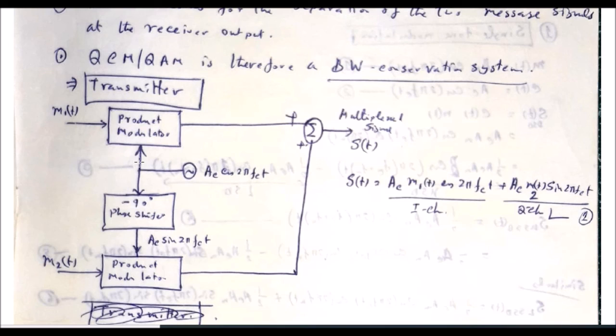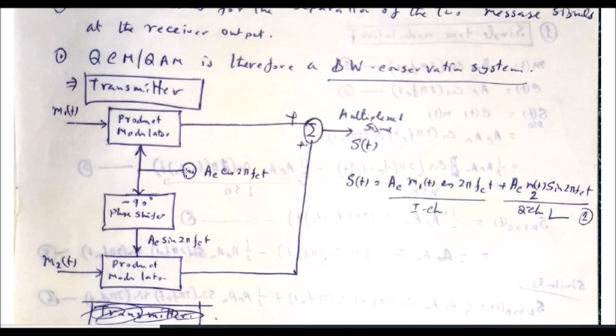So this carrier is directly given to the product modulator of user 1. At the output of it, you will get Ac m1(t) cos 2 pi fc t. Okay, so it is the first, the in-channel signal. Obviously, now the carrier is in phase with the carrier.